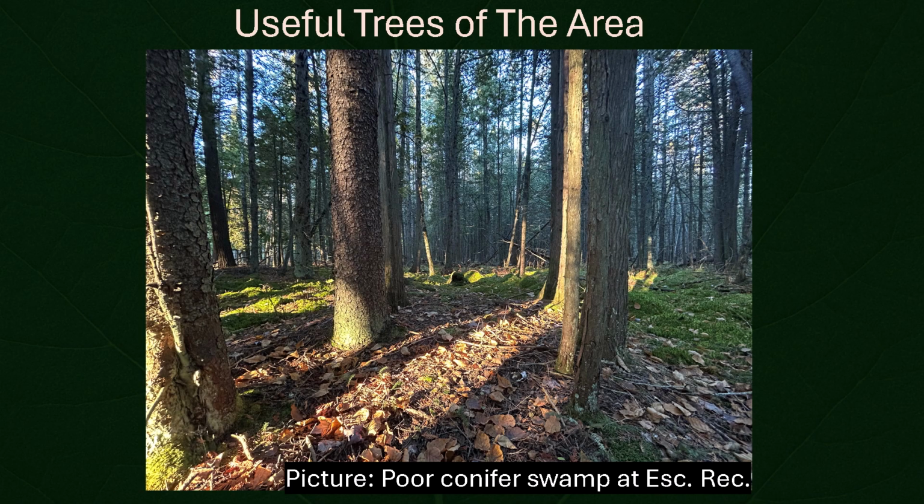So to start, I'll speak about some of the most useful trees of the area. And this picture is pretty cool. This is a poor conifer swamp at the Escanaba Recreation Area. It's basically a low-lying area. It's dominated by black spruce and white cedar mostly. And a lot of times these are remnants of old cedar swamps that are getting influenced by acidity leaching in, and it's making it more desirable for the black spruce.